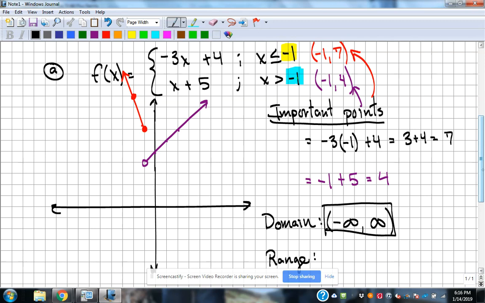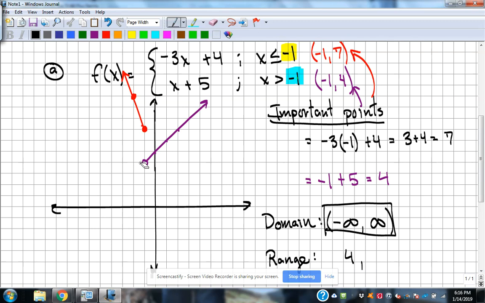Okay, so if we read this graph from bottom to top, what's the lowest y value that's marked there? That +4 that's right there, that -1, +4, that ordered pair right there. That's the lowest y value. So my range is going to start at 4. Am I including that 4 or not? And why am I including it or not including it?